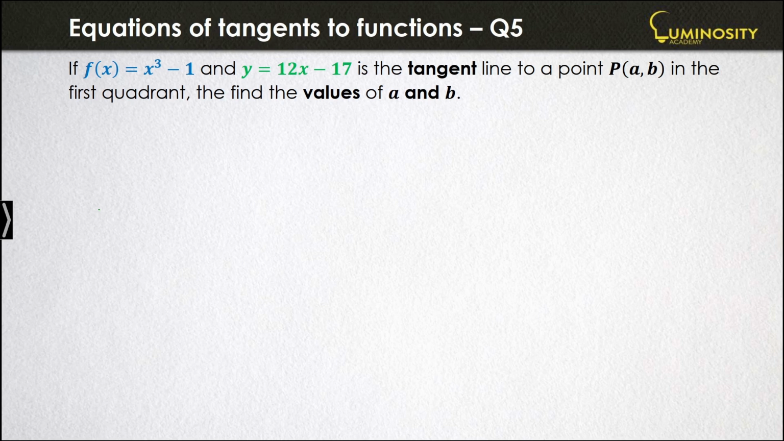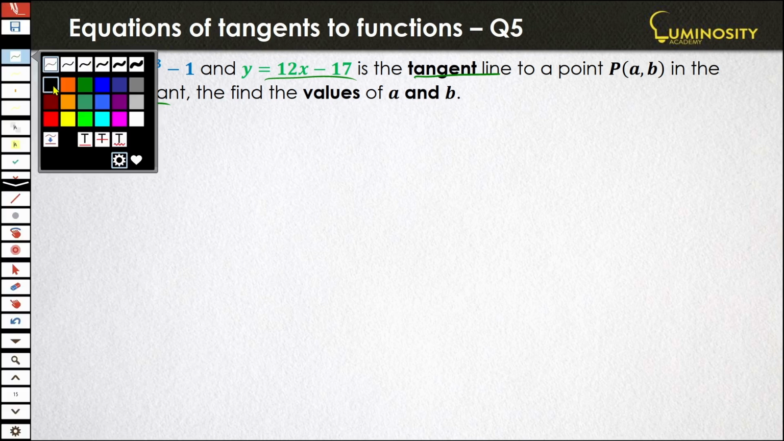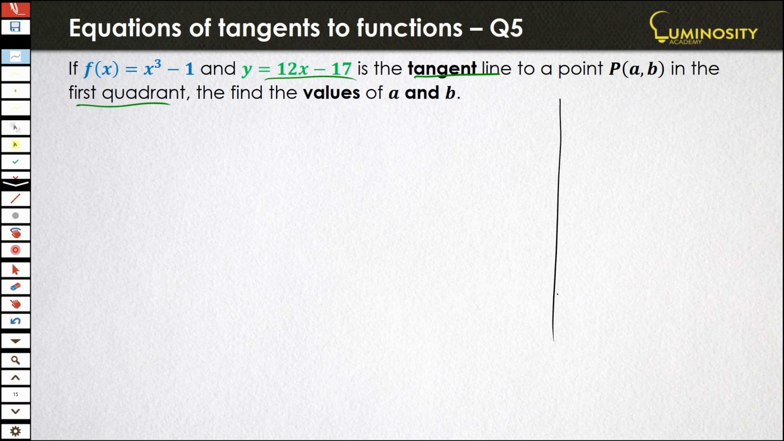If f of x is given as the cubic function x cubed minus 1, and y equals 12x minus 17 is the tangent line to the point (a, b) in the first quadrant, then find the values of a and b. Okay, so pretty interesting question. Let's get a rough idea of what's going on.